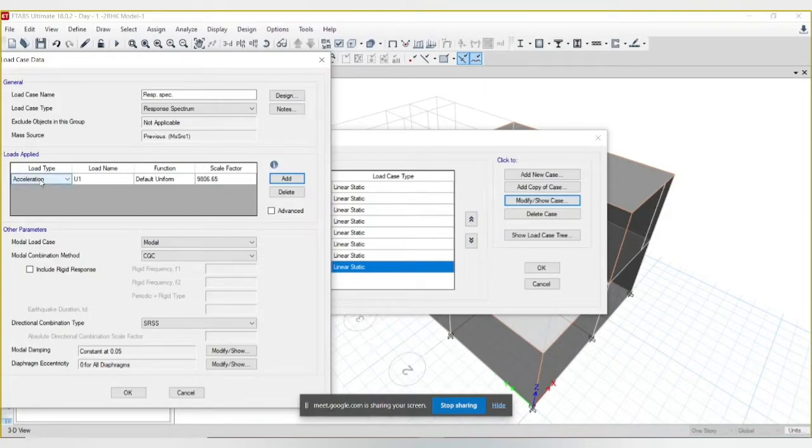Hence you can take it as acceleration U1. What is your function? Response spectrum. You can see that when we are assigning the function, you had two numbers. We have introduced the response spectrum and we are doing that. The scale factor will be given automatically, and then add again.